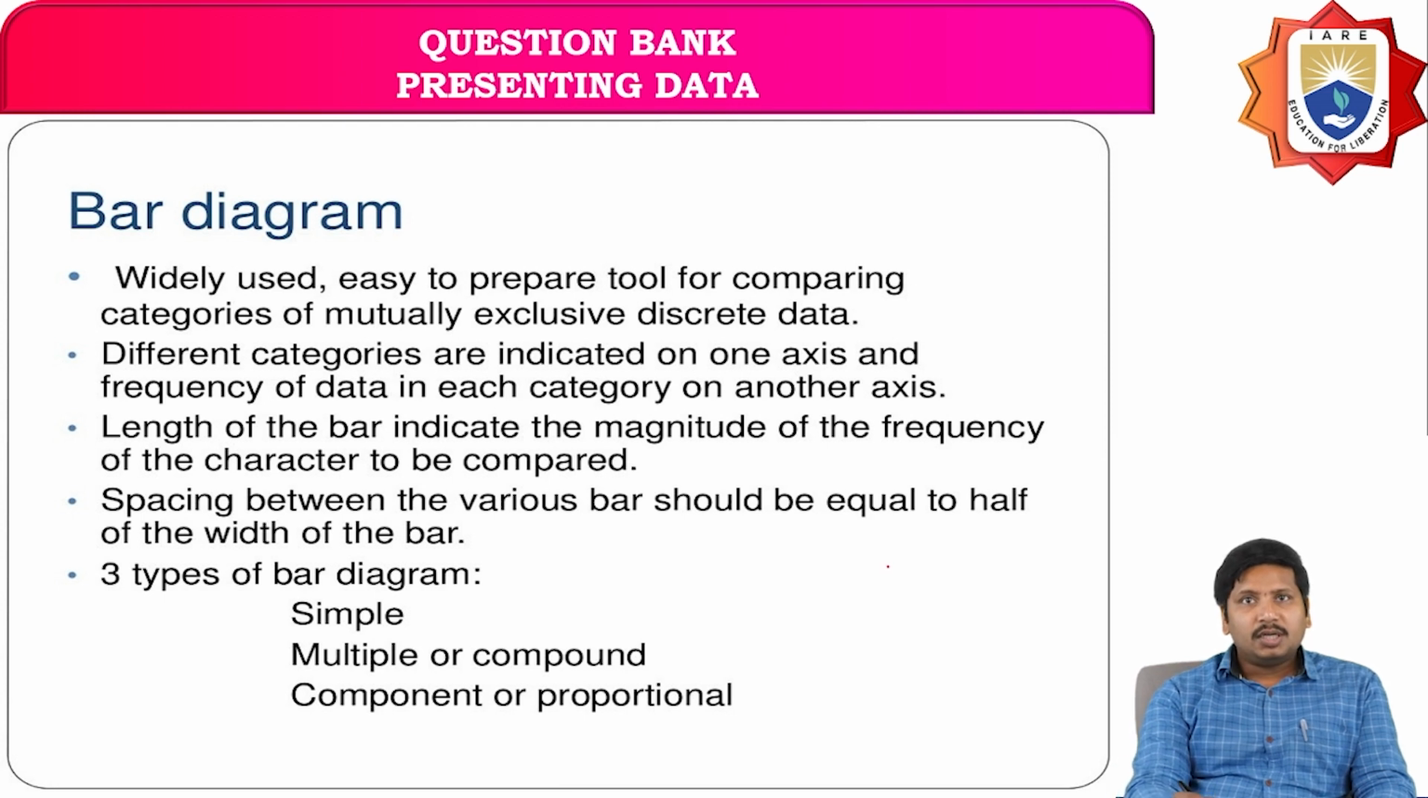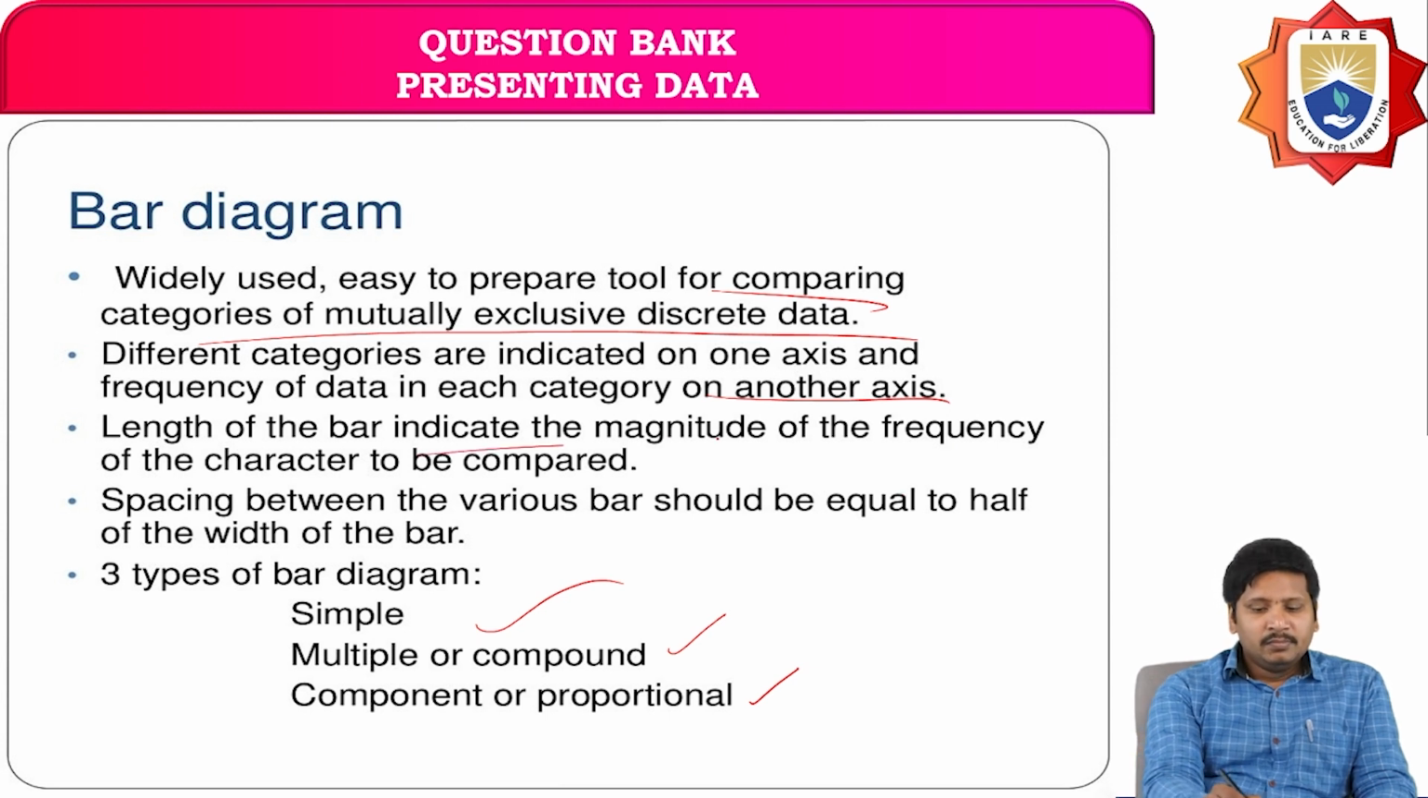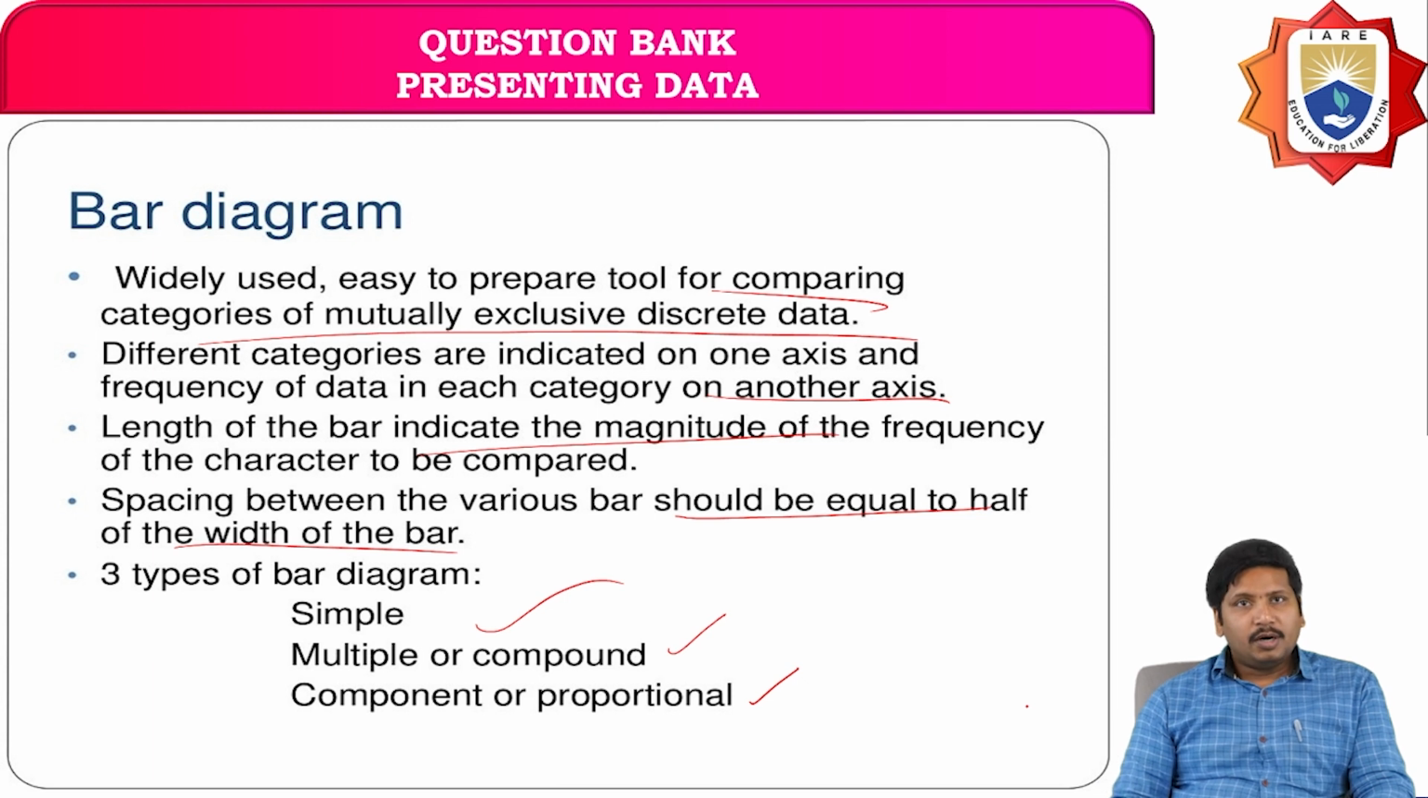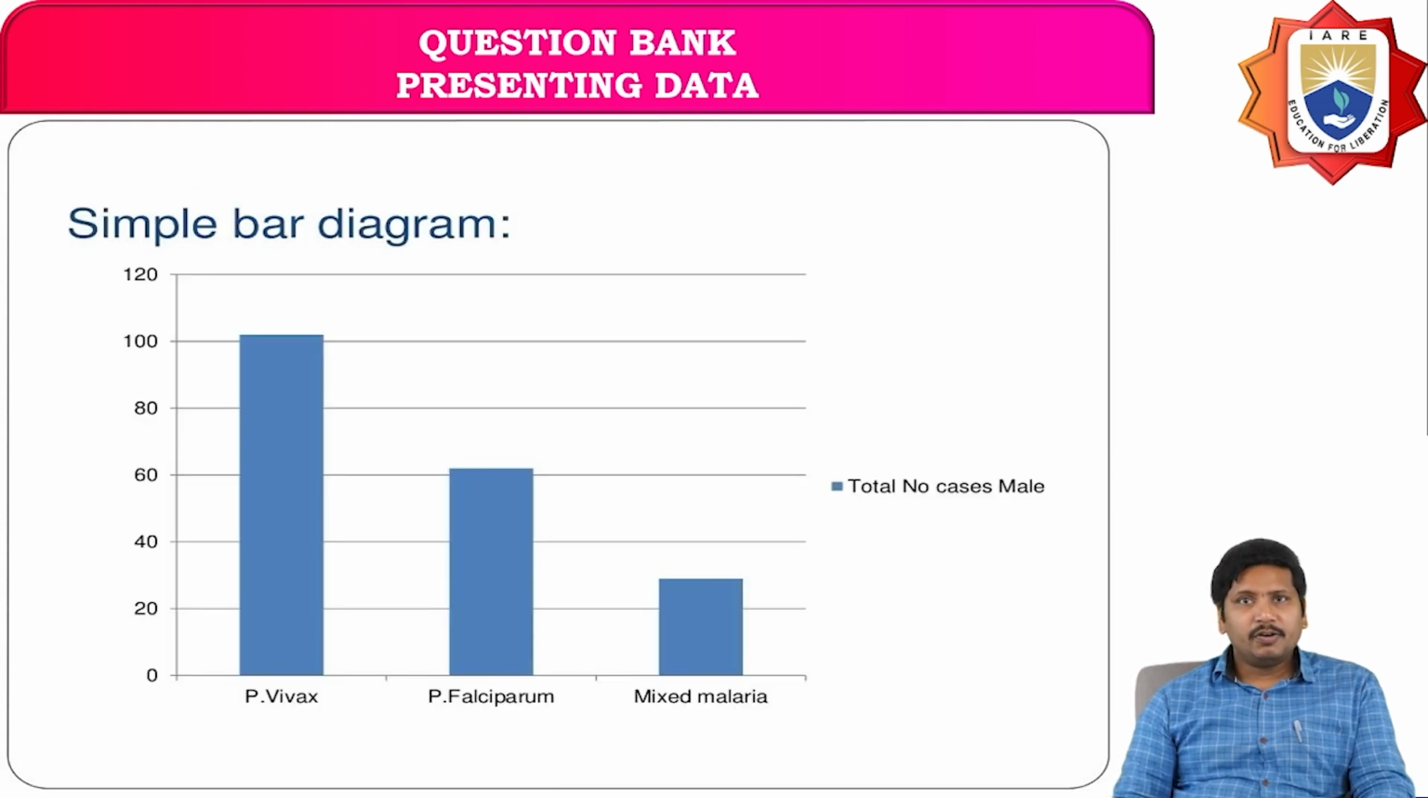So, bar diagram. There are different types of bar diagrams available, like simple bar, multiple or compound bar, and component or proportional bar diagram. Widely this is used for comparing mutually discrete data. Different categories are indicated on the x-axis, and the frequency of the data in each category is on the other axis. The length of the bar indicates the magnitude of the frequency of the character, and the space between the bars should be equal. This is the simple view of the bar diagram.